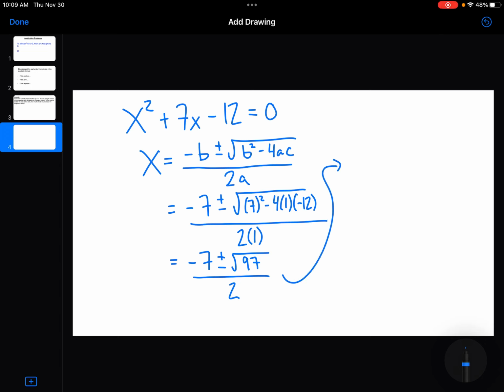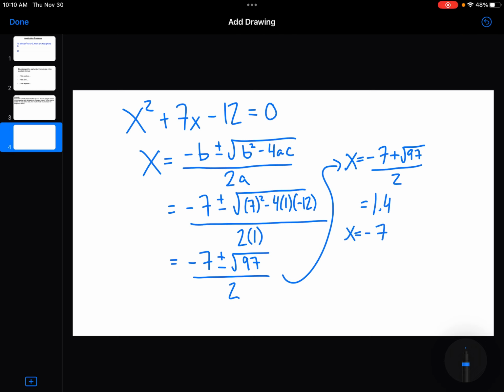So then our two answers would be, and because we're dealing in meters here, I'm not going to give a square root as an answer. I'm going to just round it to the nearest tenth. We're going to have x equals negative 7 plus the square root of 97 over 2. So when we add the square root of 97, we're going to end up getting 2.84 and divide that by 2. We get 1.42 or 1.4.